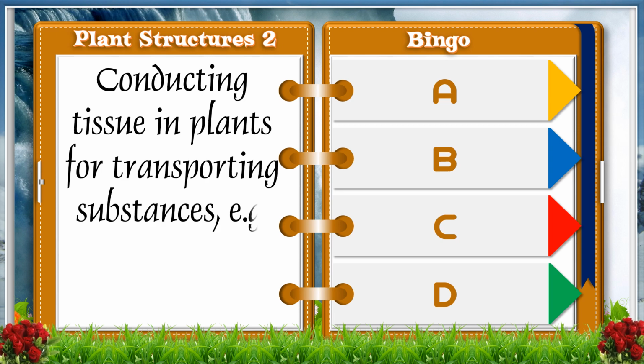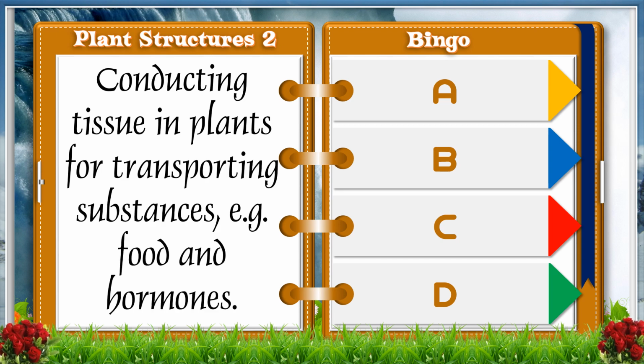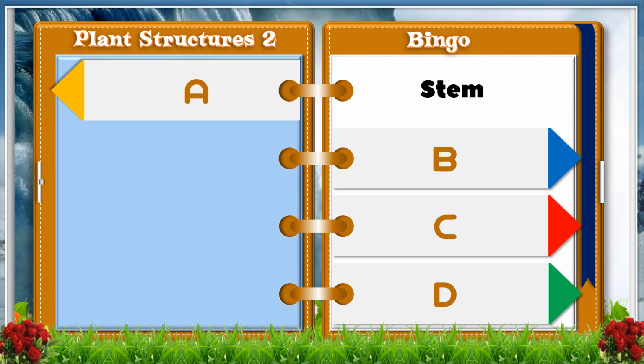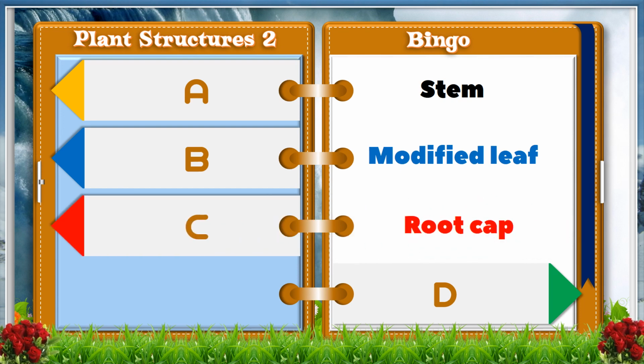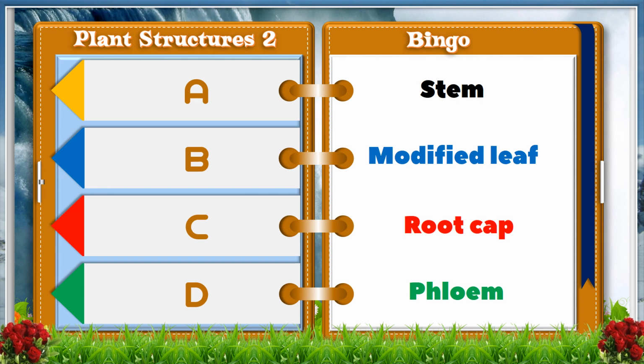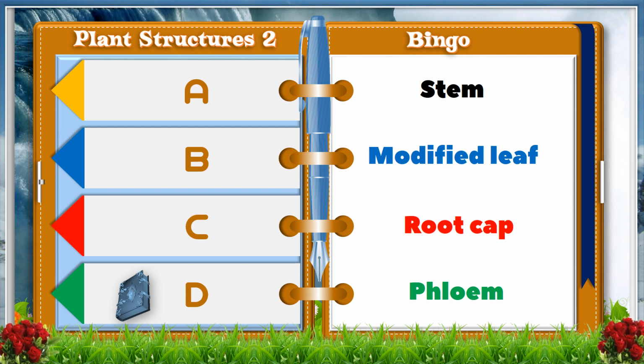Conducting tissue in plants for transporting substances, for example, food and hormones. A. Stem. B. Modified leaf. C. Root cap. D. Phloem. And the answer is D. Phloem.